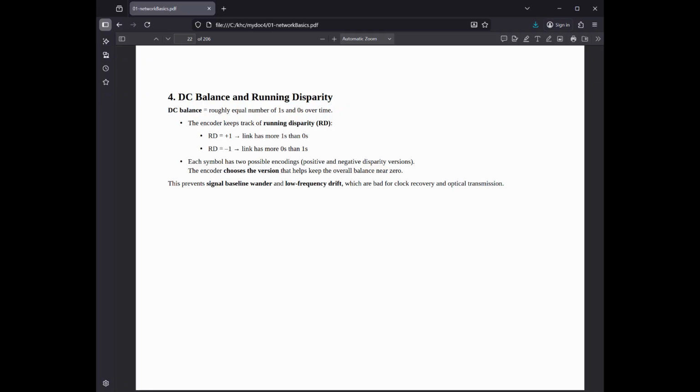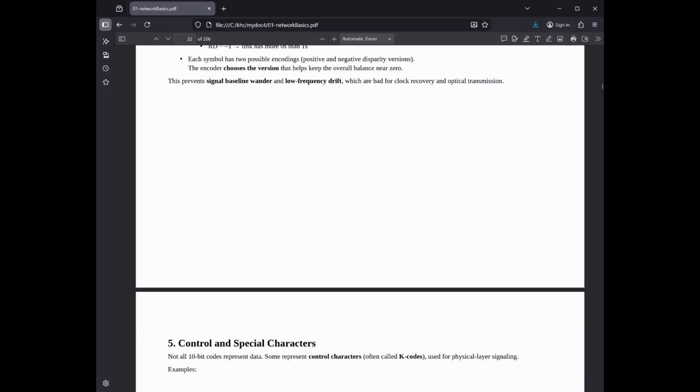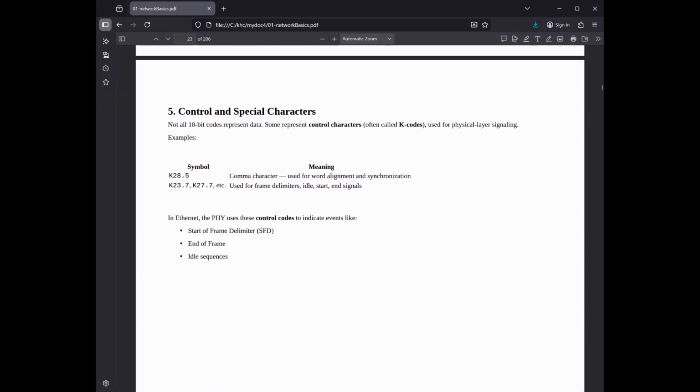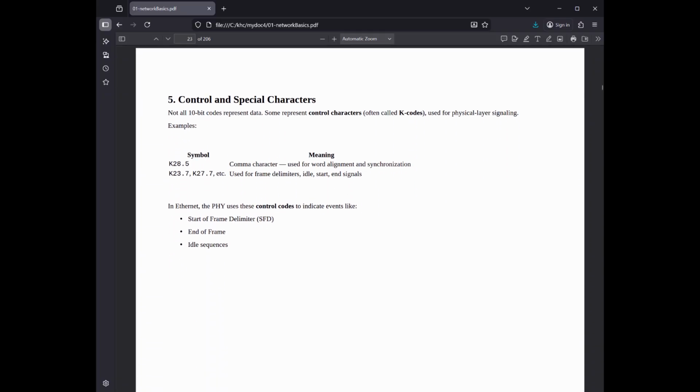In 8B/10B encoding, control and special characters, formerly known as K symbols or comma characters, work as a separate set of 10-bit symbols that transmit information about the link status or frame structure, rather than user data, D symbols. These characters are essential because they provide a way for the physical layer hardware to manage the link without interfering with the network layer's data stream.